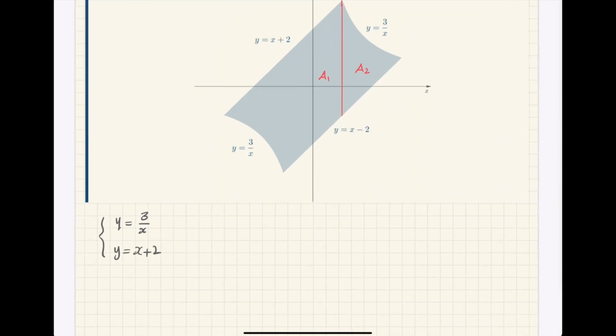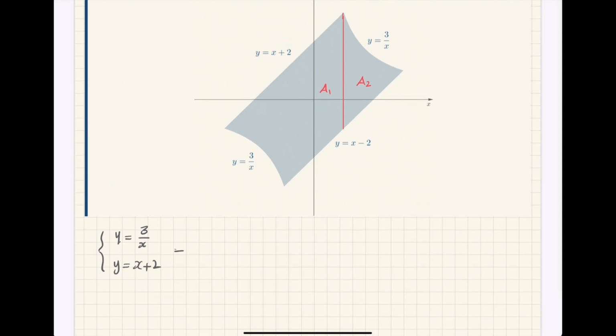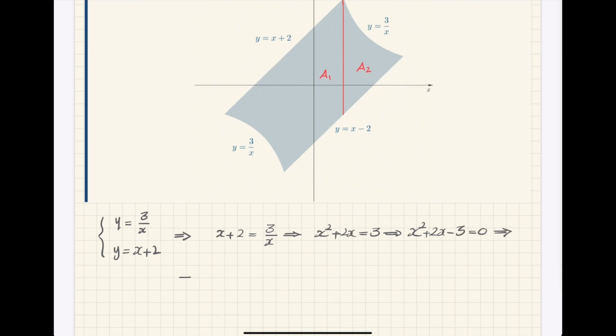Okay, so let me make it bigger, it's easier for you to see. And then what should I do? I equate these two. I would say x plus 2 is equal to 3 over x, and then I multiply both sides by x. It becomes x squared plus 2x is equal to 3. I move this to the left, it becomes x squared plus 2x minus 3 is equal to 0. I hope that you can solve this. Okay, I can factorize it.